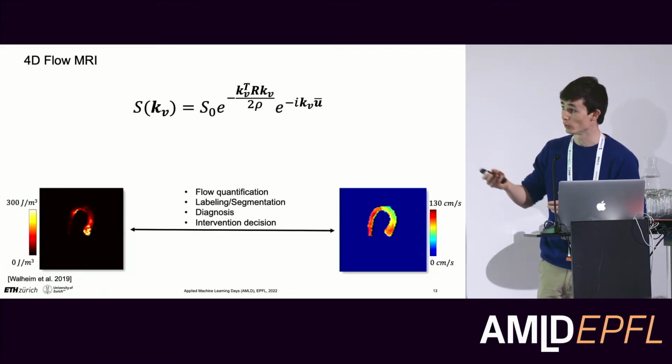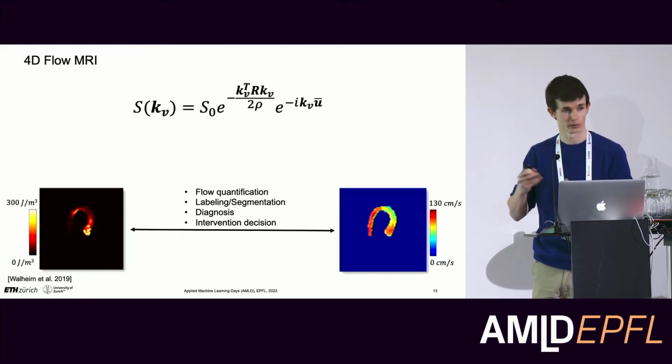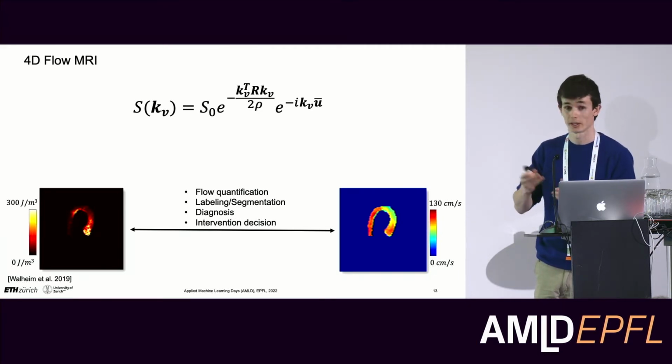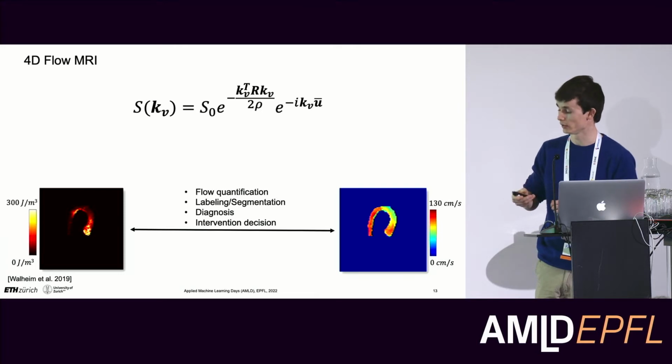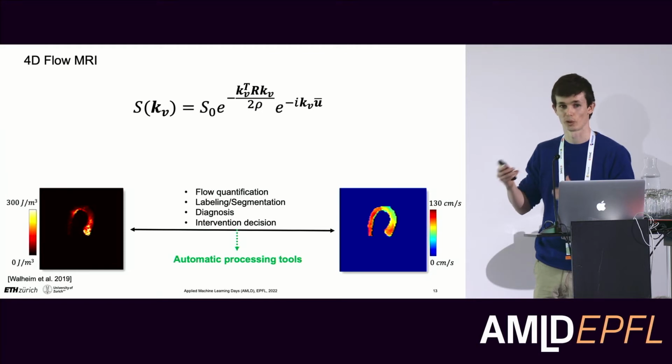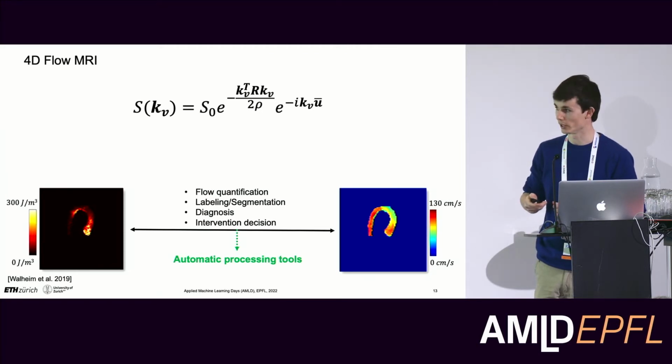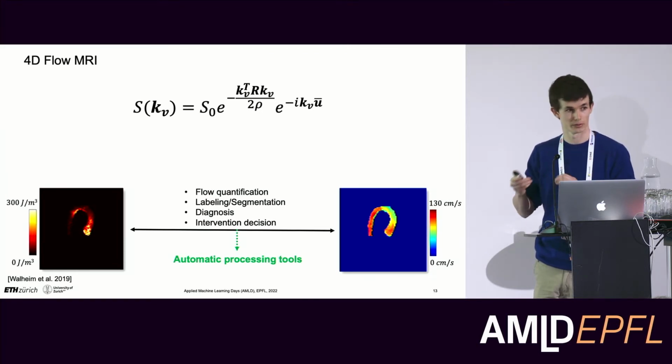We can use it to do labeling, segmentation, to diagnose a pathology, and ultimately decide if an intervention is necessary or not. But in order to use these data efficiently in the medical domain, in the clinical setup, we need automatic processing tools. Now, one of the most promising options is using neural networks. But these have two fundamental limitations for us.